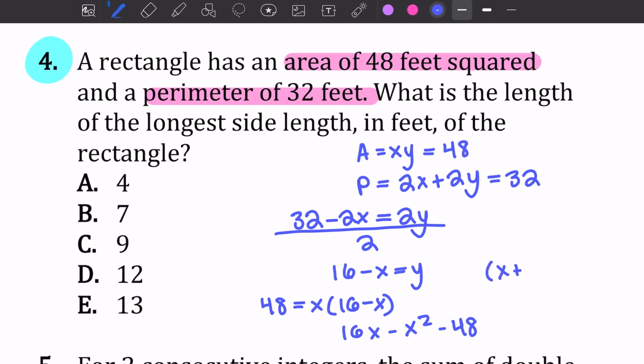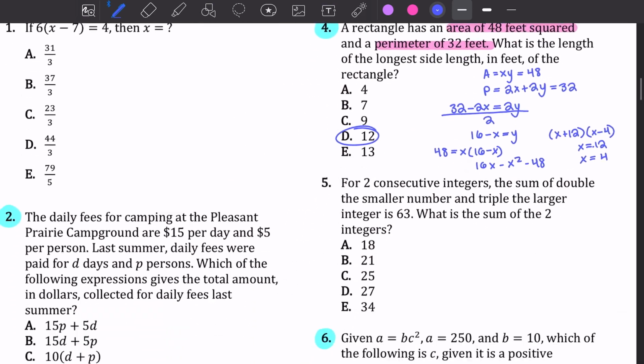So whenever I factored, you can do this however you want. I did (x plus 12) multiplied by (x minus 4). So we know that the length can't be negative, so I omitted that sign just because the length of the rectangle would have been 12, and it's also 4. And then the answer for the long side of this is D, which is 12.